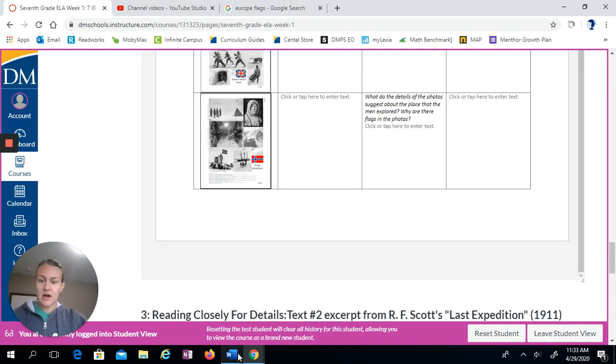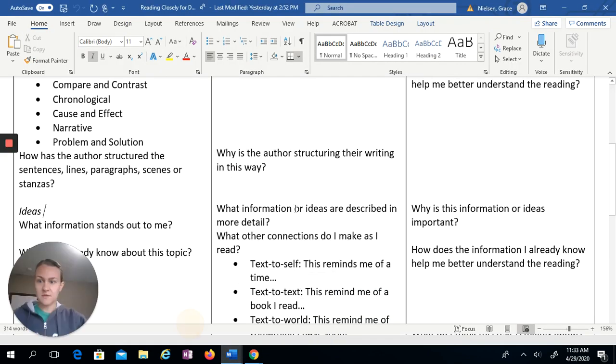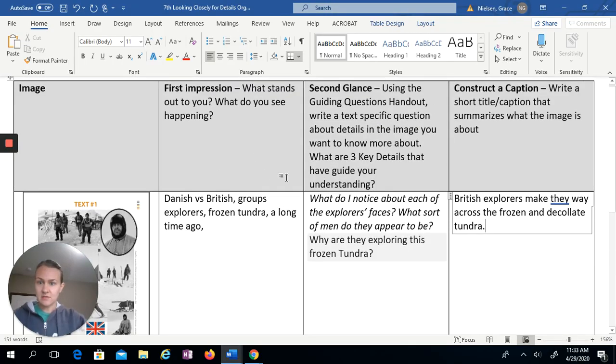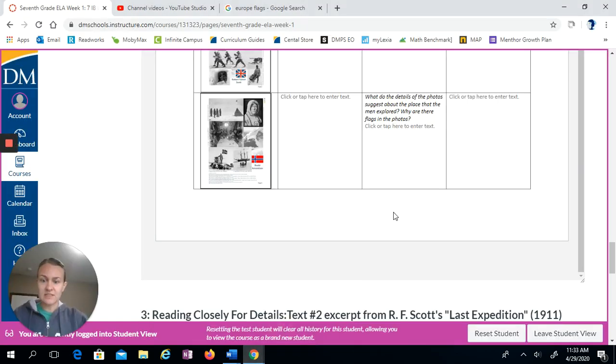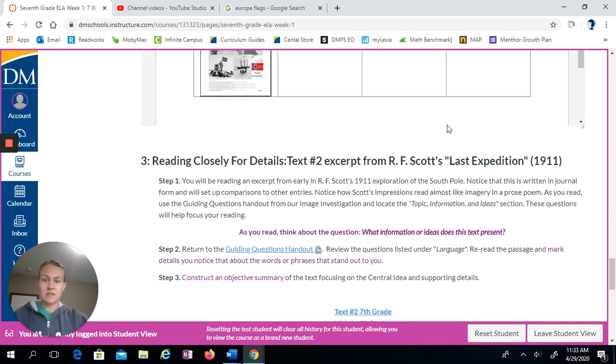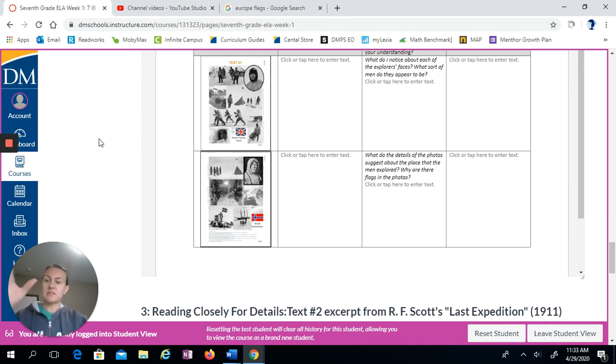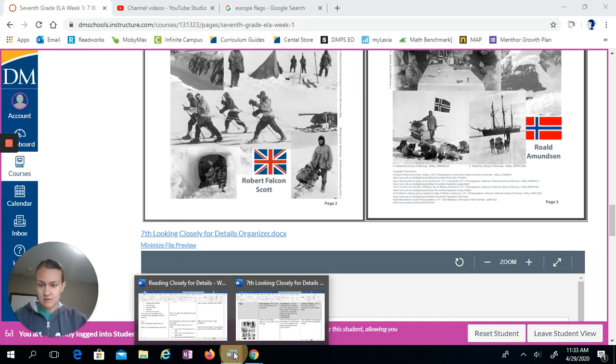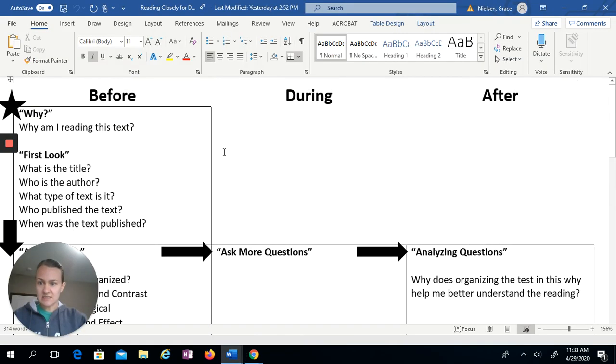So do you see how I used the questions from here to help me get a better understanding, okay, of what was going on in the picture? And then I could take that information that I was understanding and write a caption. I could analyze it, right? Okay, let's go back to here. So now we're going to take those skills that we practiced up here, right? Using this to ask questions.